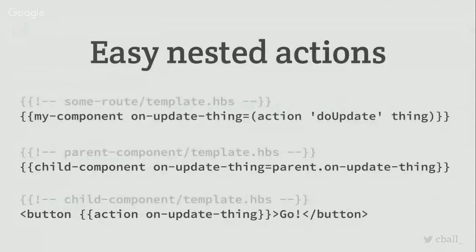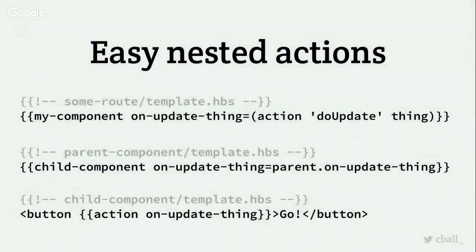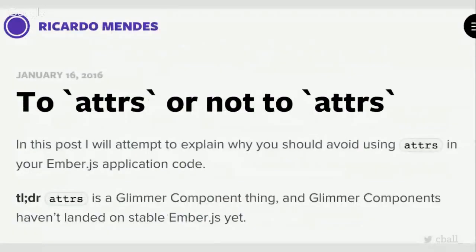So in this example, you could say attrs.onUpdateThing because it's an attribute on the component that you're trying to call. But it's actually just safer to not do that and use it as a top-level property, just like you would one. So that's what he's saying about it. So basically, just for now, just ignore that attrs is even a thing.